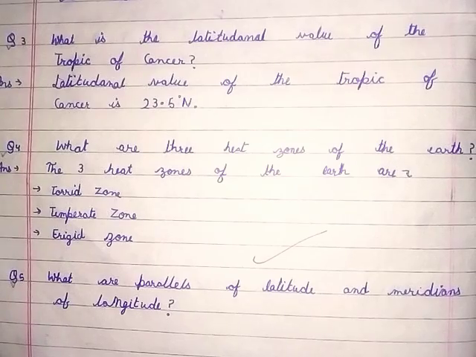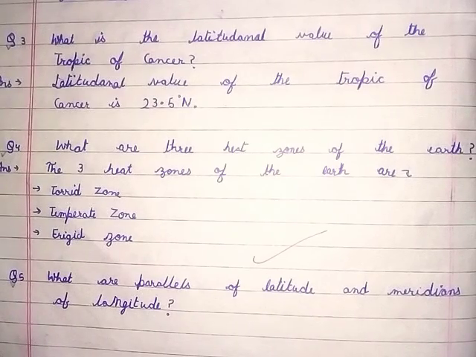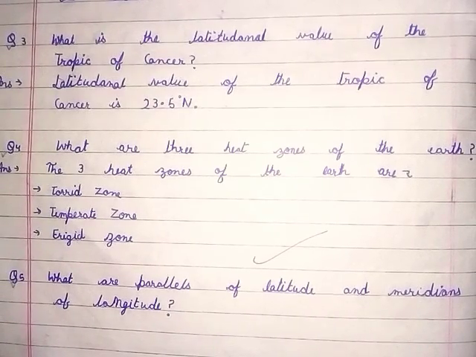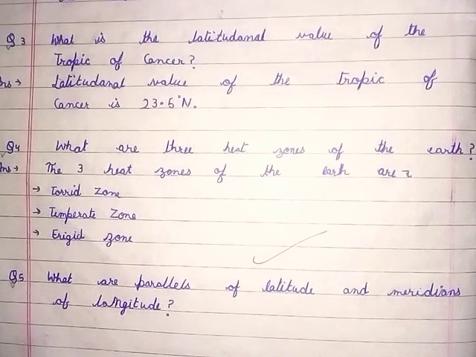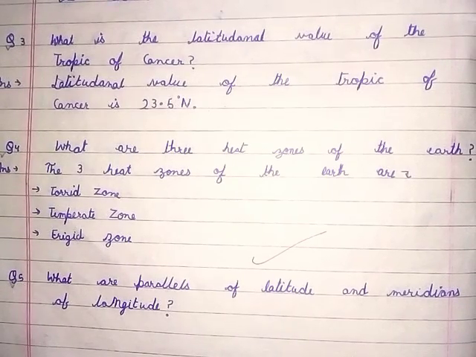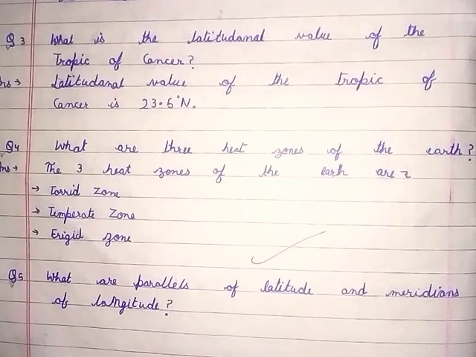Question number 4. What are the 3 heat zones of the earth? Answer. The 3 heat zones of the earth are torrid zone, temperate zone and frigid zone.